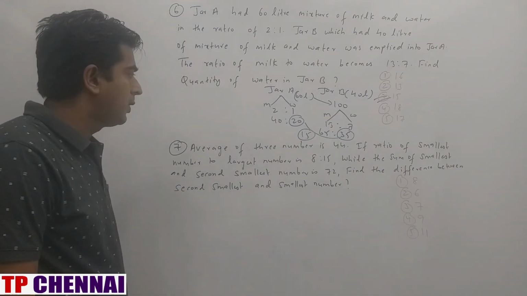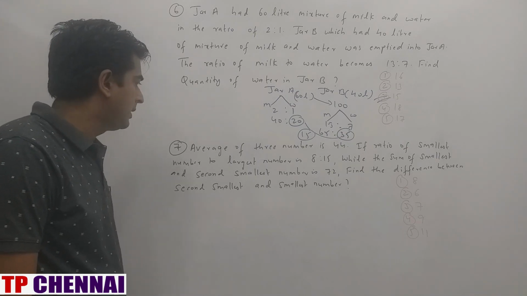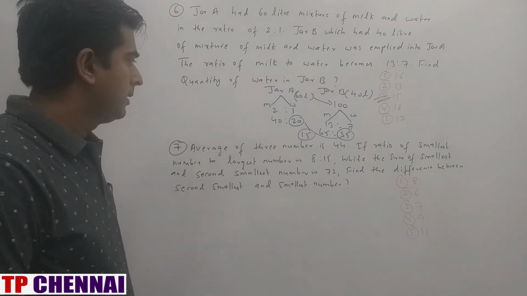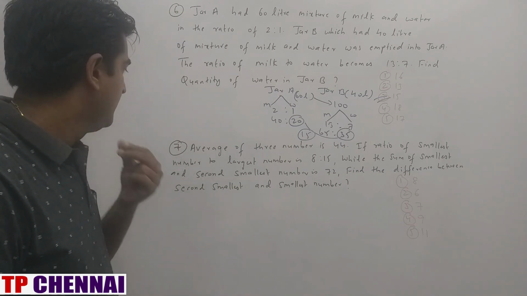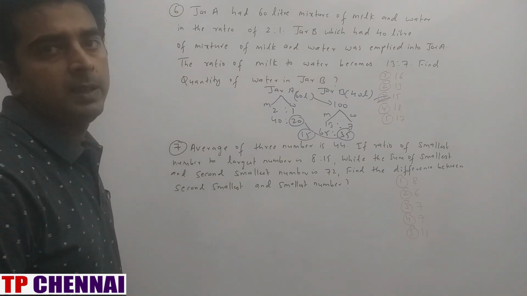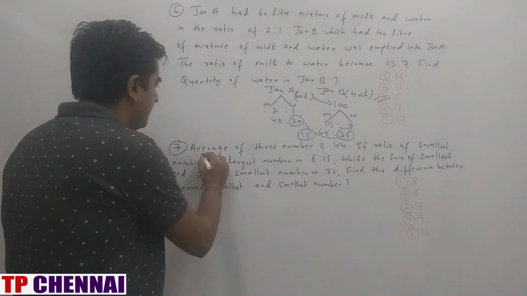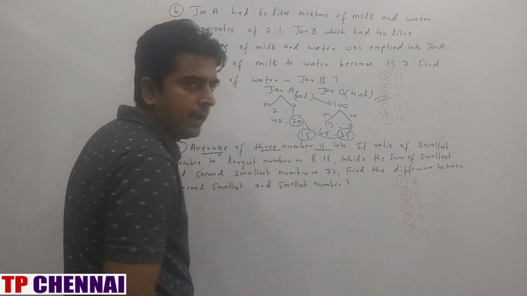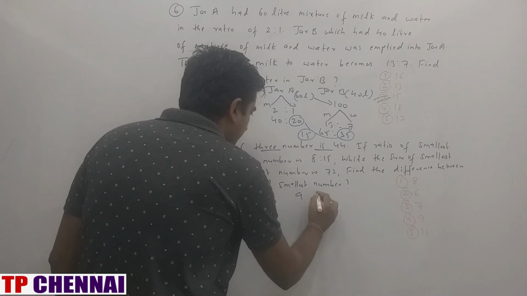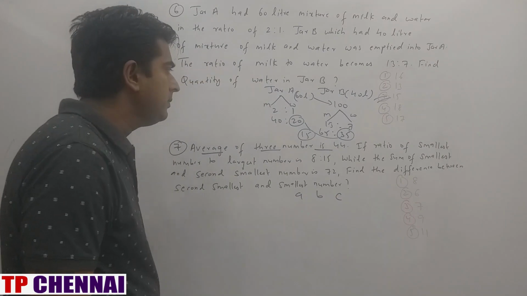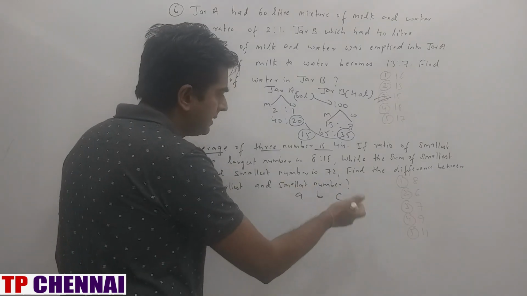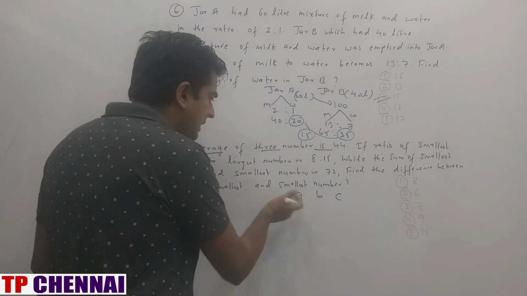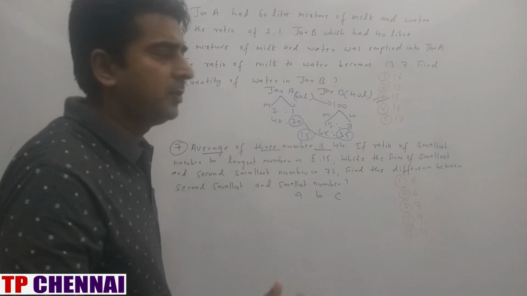Now the seventh one. The average of 3 numbers is 44. The ratio of the smallest number to the largest number is 8:15, while the sum of the smallest and second smallest number is 72. Find the difference between the second smallest and smallest number. Very important question of average. So the average of 3 numbers is 44. I assume the 3 numbers are A, B, C, where A is the largest, B is the second largest, and C is the smallest. That means A is largest, B is second smallest, C is smallest.